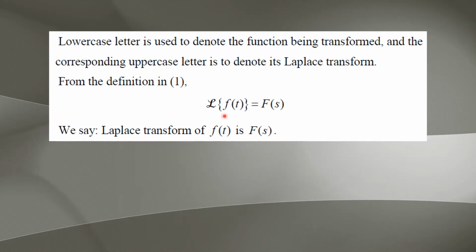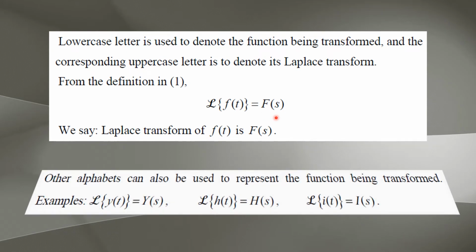From the previous slide, we have seen this expression: Laplace transform of f of t is equal to F of s. The function f in terms of t is the function that needs to be transformed, so we write Laplace transform of f of t. Once the function has been transformed, the answer will be in s, so we write F of s. See the difference between these two f's. We use small letter f to denote the function that needs to be transformed, and once the function has been transformed, we use the corresponding capital letter F, F of s.